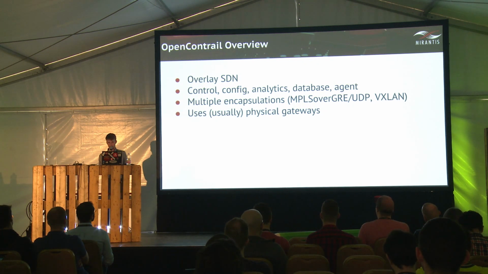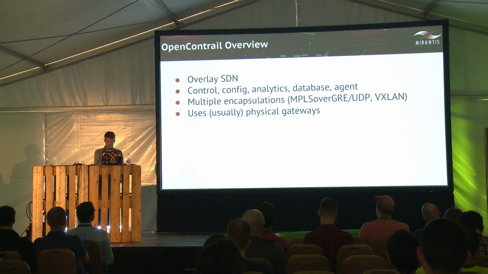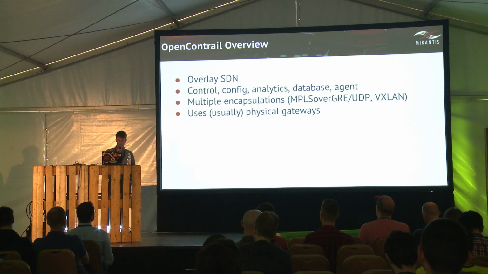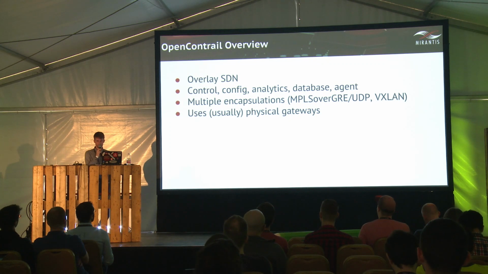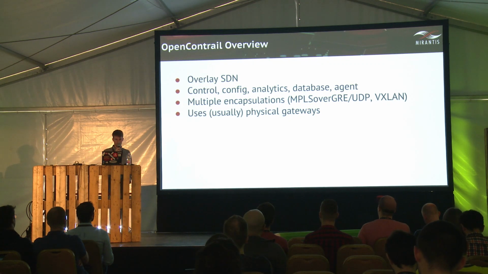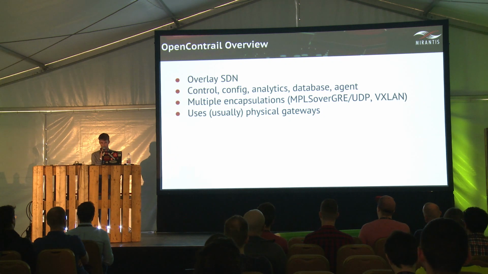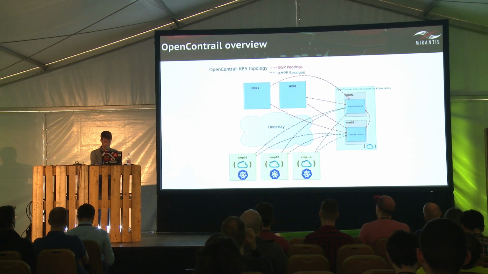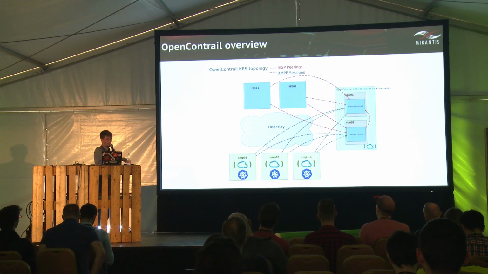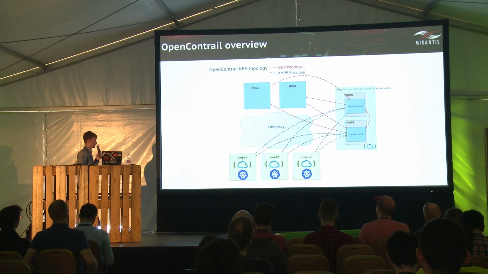And the last one is the agent, but maybe this one is the most important, because the agent is actually providing the routing. It's using the kernel module on your host, and it routes your traffic. OpenContrail supports multiple encapsulations. We are, for example, using MPLS over GRE and MPLS over UDP, and you can use VXLAN as well. And we usually use physical gateways as tunnel endpoints for all the north-south traffic. And here is an example of a Kubernetes topology of OpenContrail with Kubernetes.